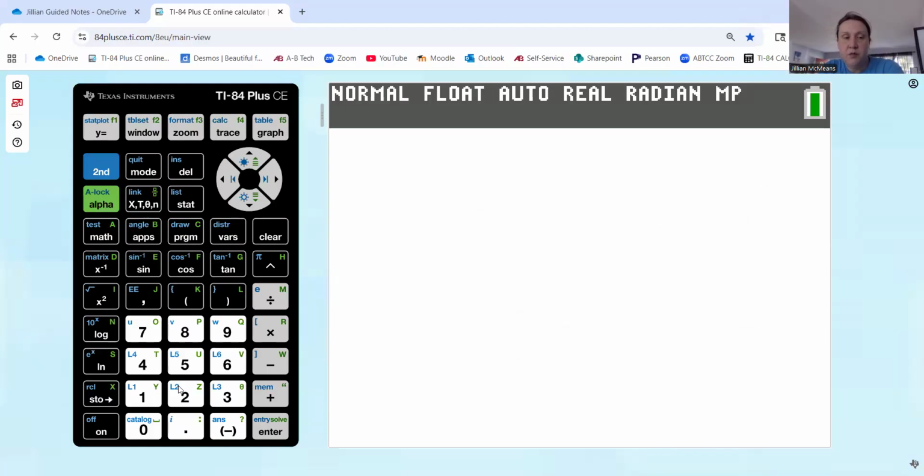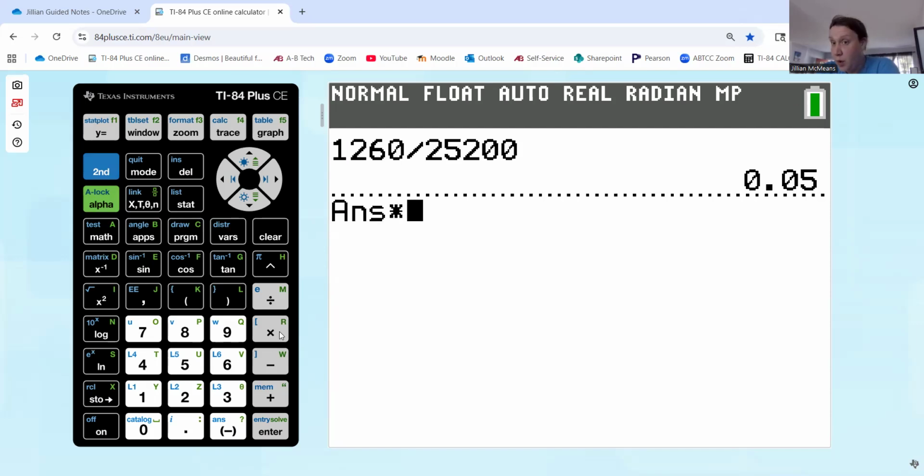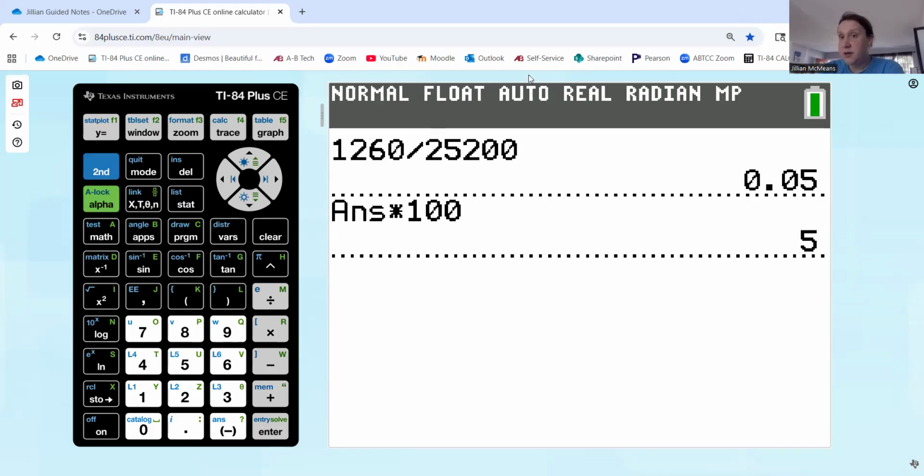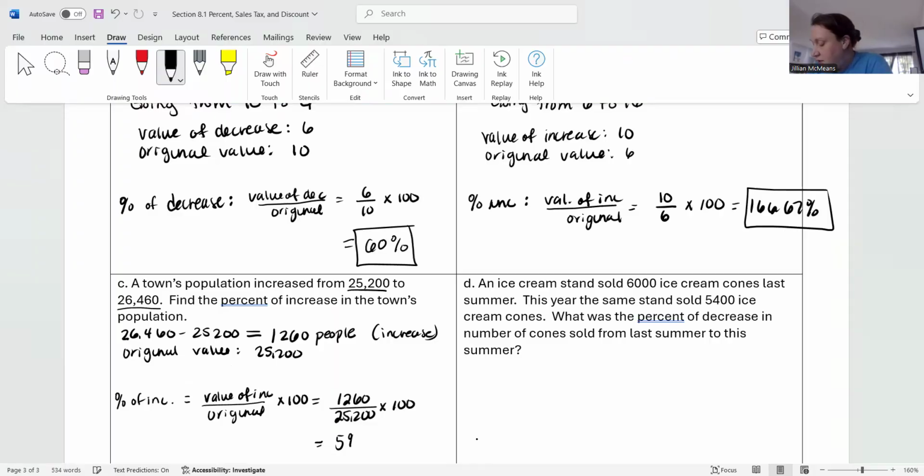Okay, so we have 1,260 divided by 25,200. Good grief, I don't have enough space here. I'm very scrunched. We hit enter. We go ahead and multiply that by 100. And we get 5. So that means there's a 5% increase in the population in this town. Okay. So we would say this represents a 5% increase in population. And that's your final answer.